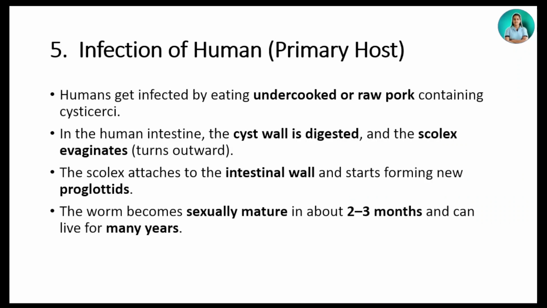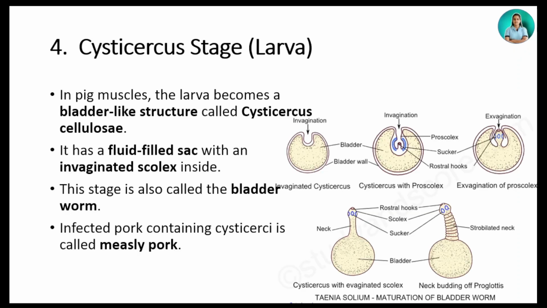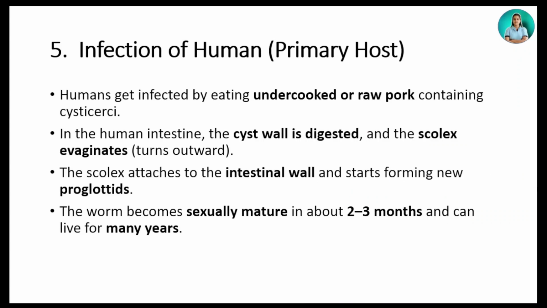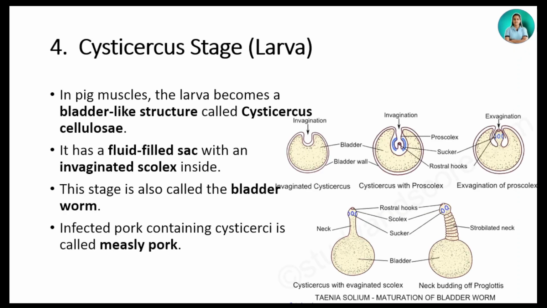The fifth stage is the infection of the human, which is the primary host. Humans get infected by eating uncooked or raw pork containing the cysticerci. In the human intestine, the cyst wall is digested and the scolex evaginates. In this diagram, you can see the yellow part is the fluid-filled sac, and outside there is a wall, and this wall is known as the cyst wall, and this cyst wall is digested in the human intestine, and the scolex is evaginated. It means it's turned outwards. You can see in the last two diagrams how it is evaginated.